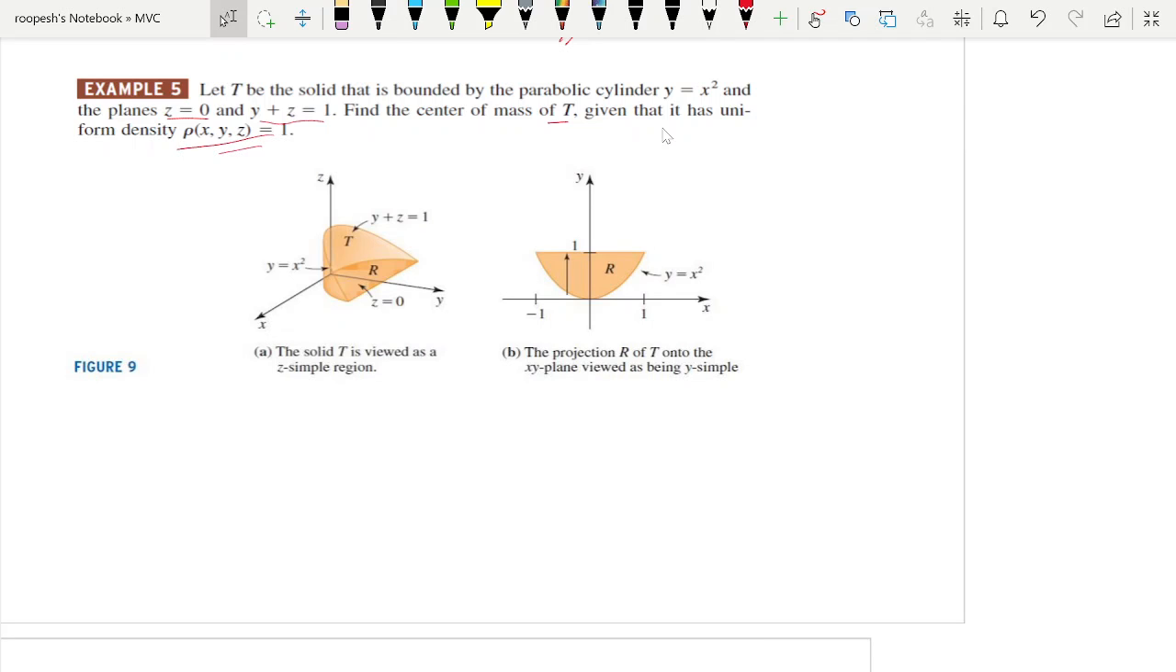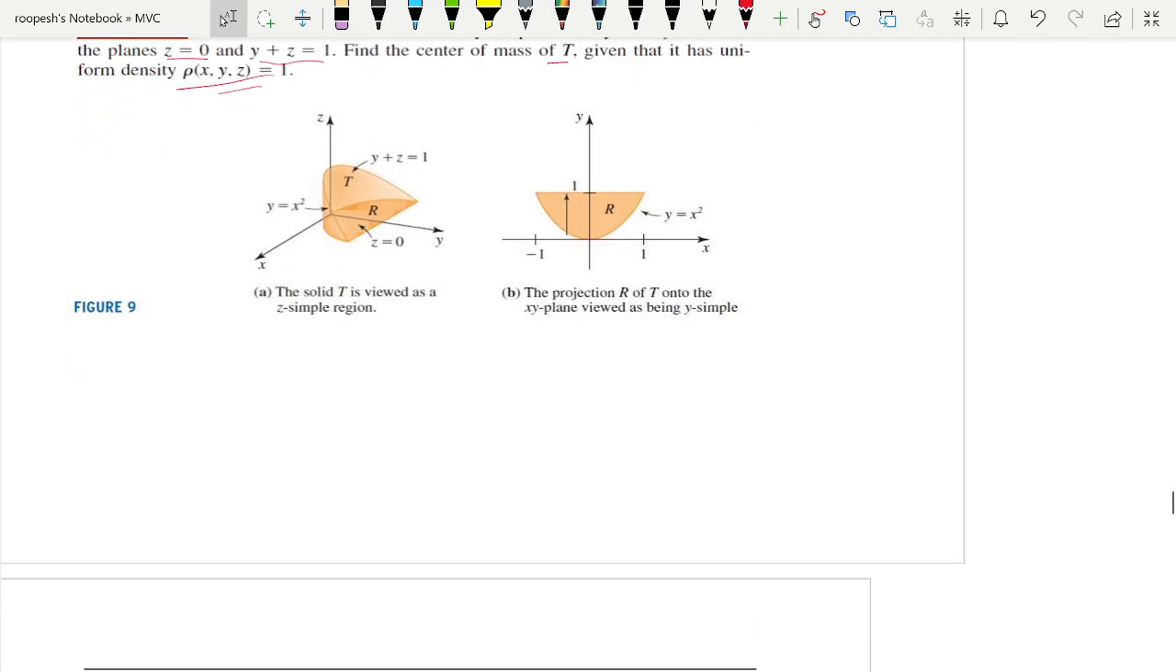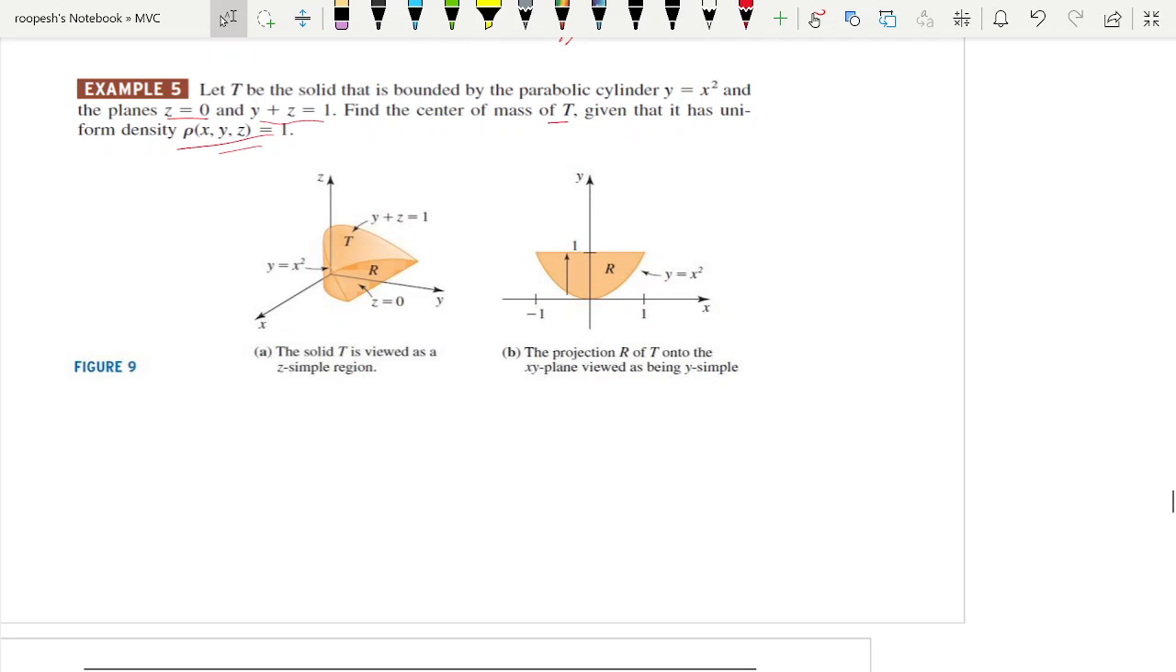So the density will be constant, one. So how can we solve it? Given that z is varying from 0 to 1 minus y, so you can take z as 1 minus y. Then, taking the z axis, we can consider its cross section or projection in the xy plane.